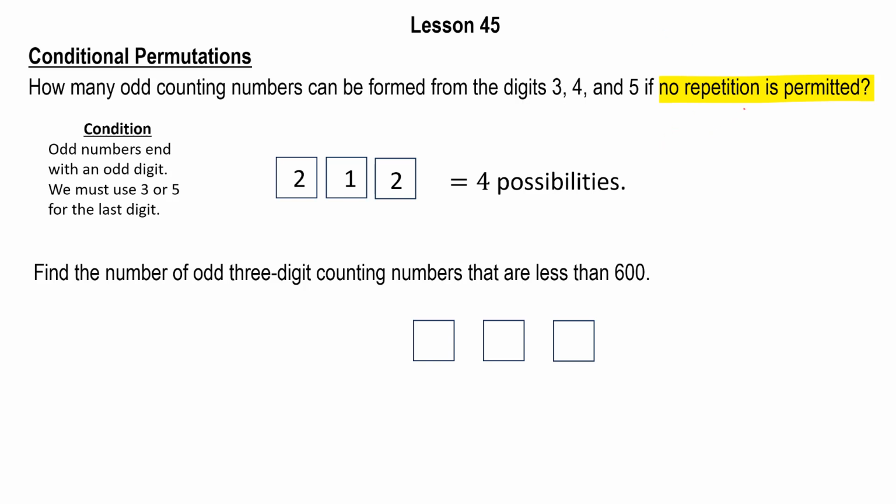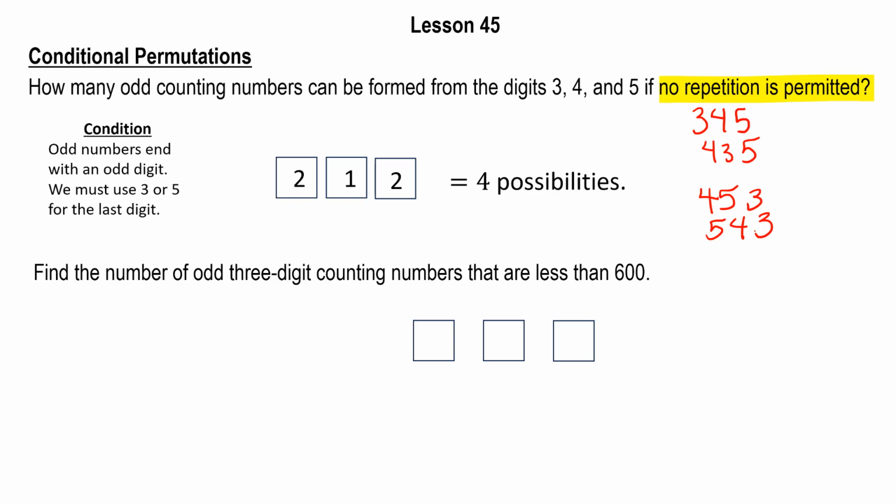Okay, so either the number ends in 5 or it ends in 3 because it's supposed to be odd. So if it ends in 5, you can have the 3 and the 4 here, or you can have the 4 and the 3 like this. If it ends in 3, you can have the 4 and the 5 like this, or you can have the 5 first and then the 4. So those are the only 4 possibilities for this problem. The next problem has a lot more possibilities. We won't be writing all those out.